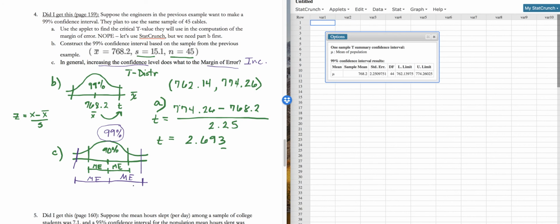But remember, if it's available to us, the one thing we can do to combat this is increase our sample size. Increasing our sample size, if you can, right? There's lots of constraints, there's money, there's manpower, there's all of that. But if you can increase your sample size, your standard error will decrease, and that will pull these endpoints closer into the center.